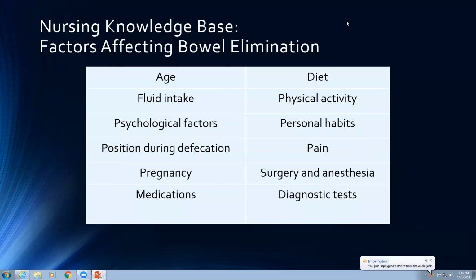Physical activity promotes peristalsis, and prolonged emotional stress impairs the function of almost all body systems. During emotional stress, the digestive process is accelerated and peristalsis is increased.